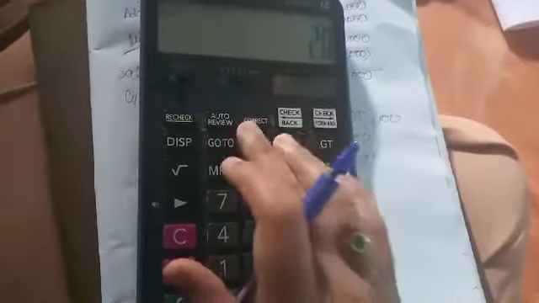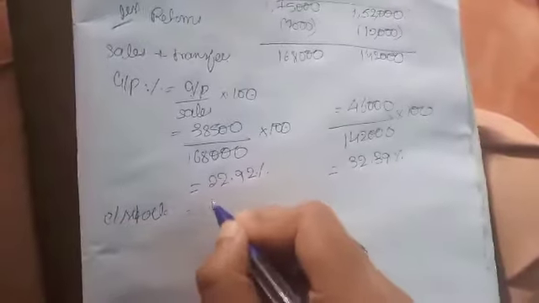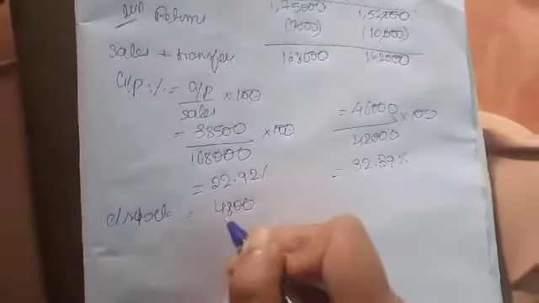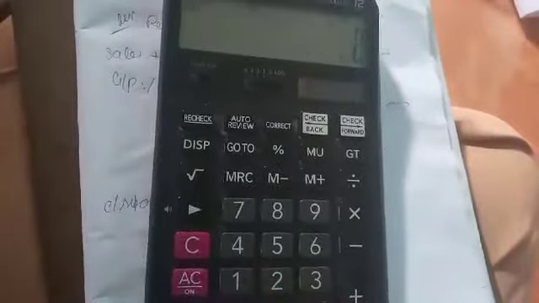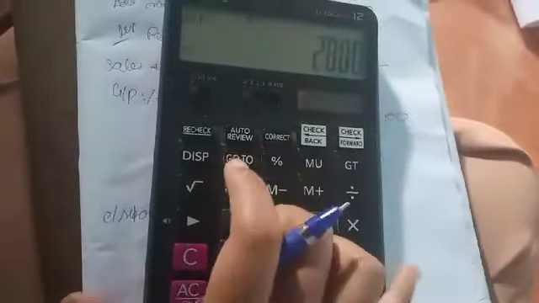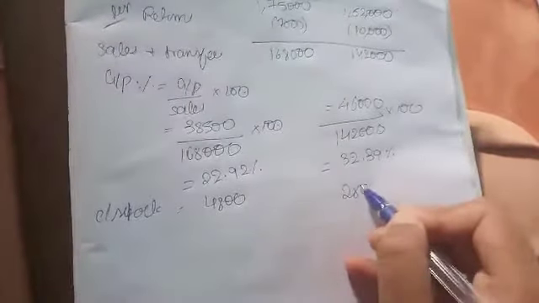So for A, 20% is 4,800. So closing stock is 4,800. For B, it is 14,000 into 20%, 2,800. So for B it is 2,800.